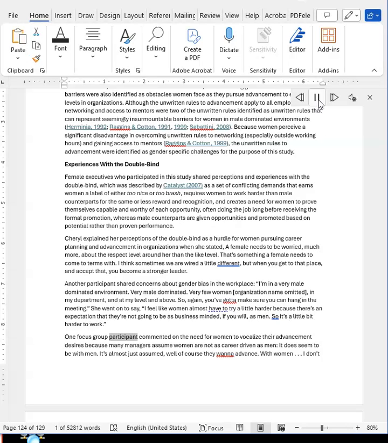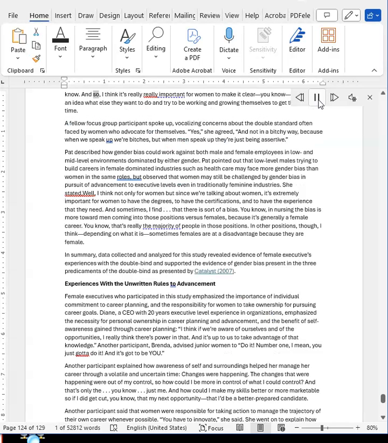One focus group participant commented on the need for women to vocalize their advancement desires because many managers assume women are not as career-driven as men. "It does seem to be with men, it's almost just assumed. Well, of course they want to advance. With women, I don't know. And so, I think it's really, really important for women to make it clear, just to have an idea what else they want to do and try to be working and growing themselves to get there all the time."